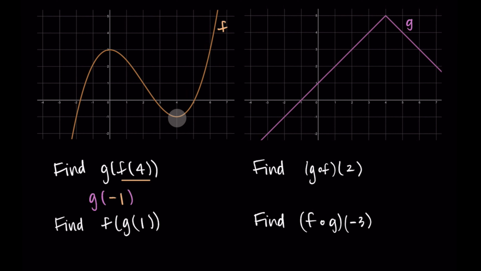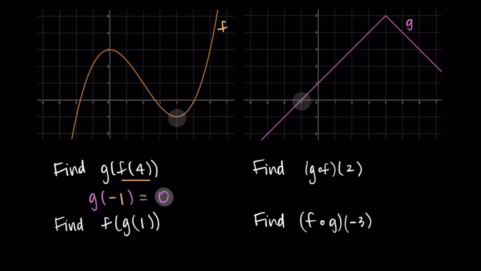Now this becomes the new input to my function g, so I'm looking specifically for g of -1. So I'm going to go over to the graph of g and look for the point that has an input of -1. I see specifically we have the point -1, 0, so 0 is the output, and that will be our solution. So the answer to g of f of 4 is 0.